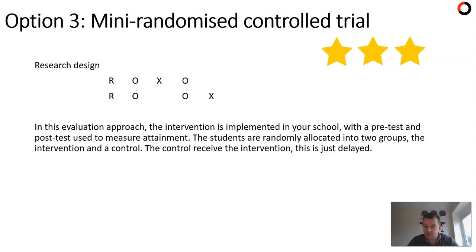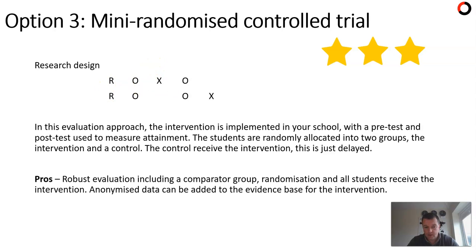So in this evaluation approach, the intervention is implemented in your school with a pre-test and post-test used to measure attainment. The students are randomly allocated into two groups, the intervention and the control, which receives the intervention. This is just delayed. So the pros to this is a robust evaluation, including the comparator group. It uses randomization and all the students receive the intervention. The anonymized data can then be added to the evidence base for this intervention. The cons, it requires slightly more time to be able to set up and then to deliver.